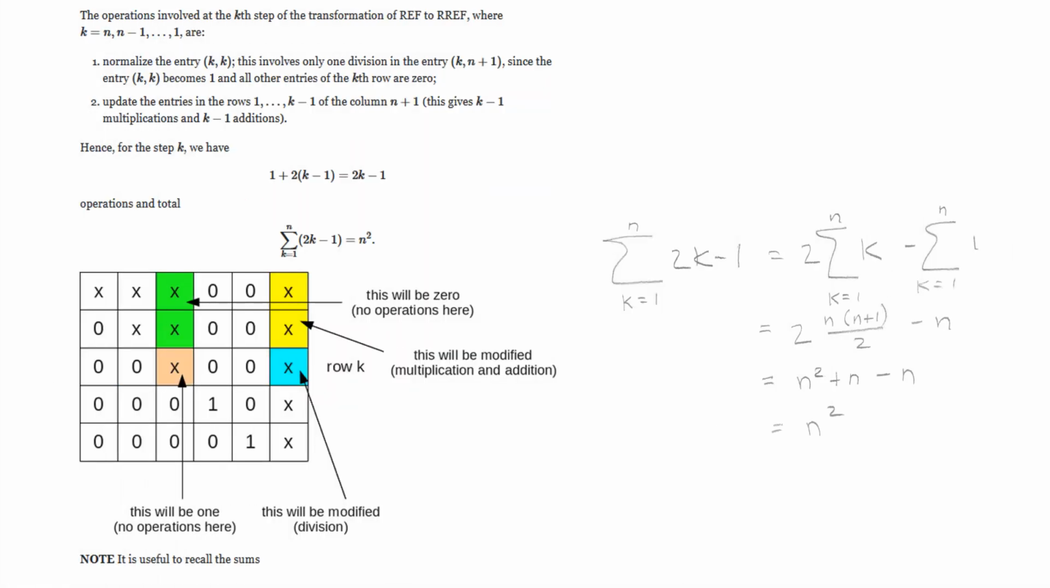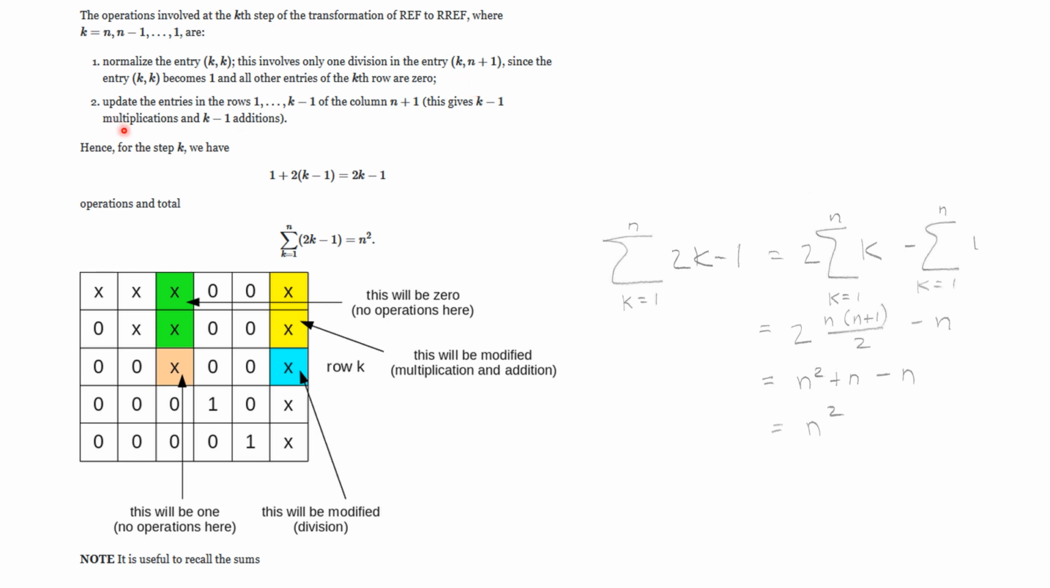Now we were to talk about the backwards calculation too. So the operations involved at the k-th step of this transformation were simpler. We're doing it for k equals n minus 1 all the way down to 1. And we're normalizing the entries down the diagonal. And that's only going to be one division for each k from 1 to n minus 1, because this entry kk becomes 1 and all the other entries in that row are 0.